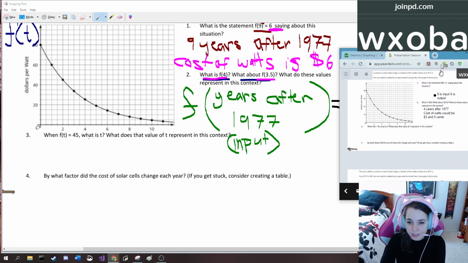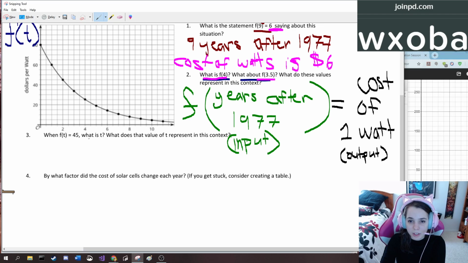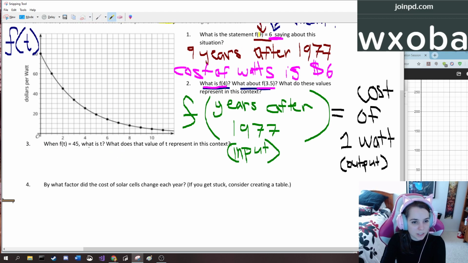So knowing this, what about when f of t equals 45? This looks different than what we've seen before. The major difference here is that there's a t inside of our function. It says f of t instead of giving us a time. So what does this mean? What would t be if f of t equals 45? What does the t represent in this context?